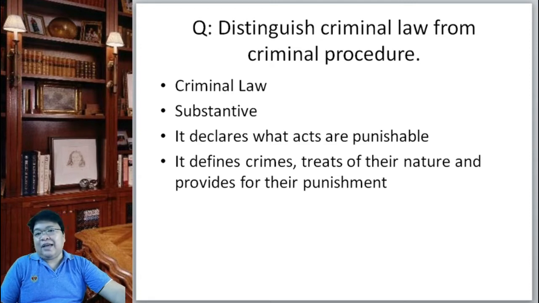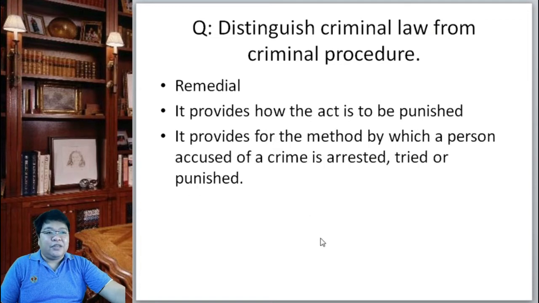So, pag may pinatay ka, sigurado yun, or nagbenta ka ng droga under RA 9165 or the Comprehensive Dangerous Drugs Act of 2002, reclusion perpetua ulit. So, that's it. That's criminal law for you. In criminal procedure, that is provided for by the rules of court and other relevant laws. So, it provides for how the crime is punished. And it provides for the method by which a person accused of a crime is arrested, tried, or punished. So, it's the whole procedure.